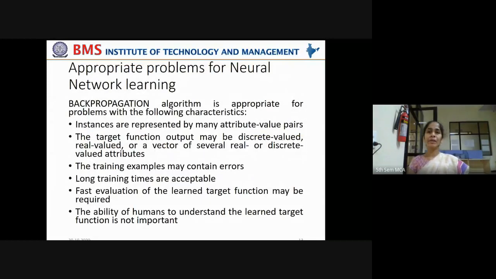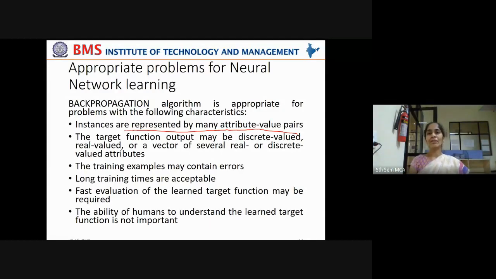Now, what are the appropriate problems for neural network learning? The backpropagation algorithm is appropriate for problems with the following characteristics. Instances are represented by many attribute-value pairs. Like in decision trees. In decision trees also we have attribute-value pairs, right? Humidity normal, humidity high, humidity low, or rain more, rain less. Like that, attribute-value pairs. If there are training examples in the form of attribute-value pairs.